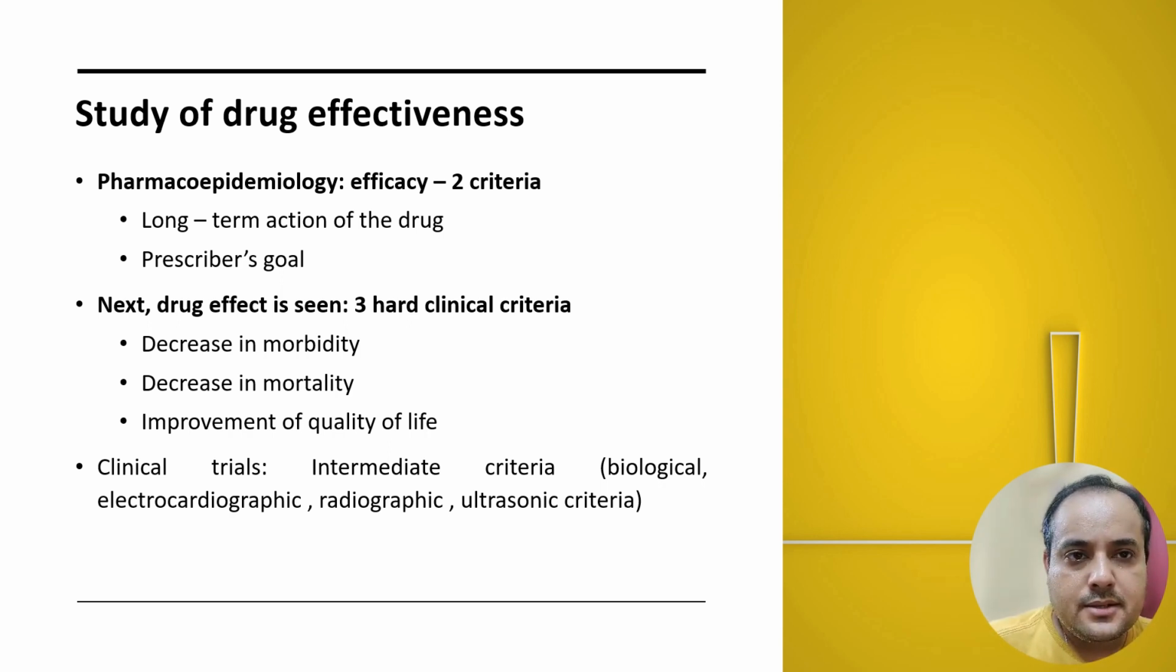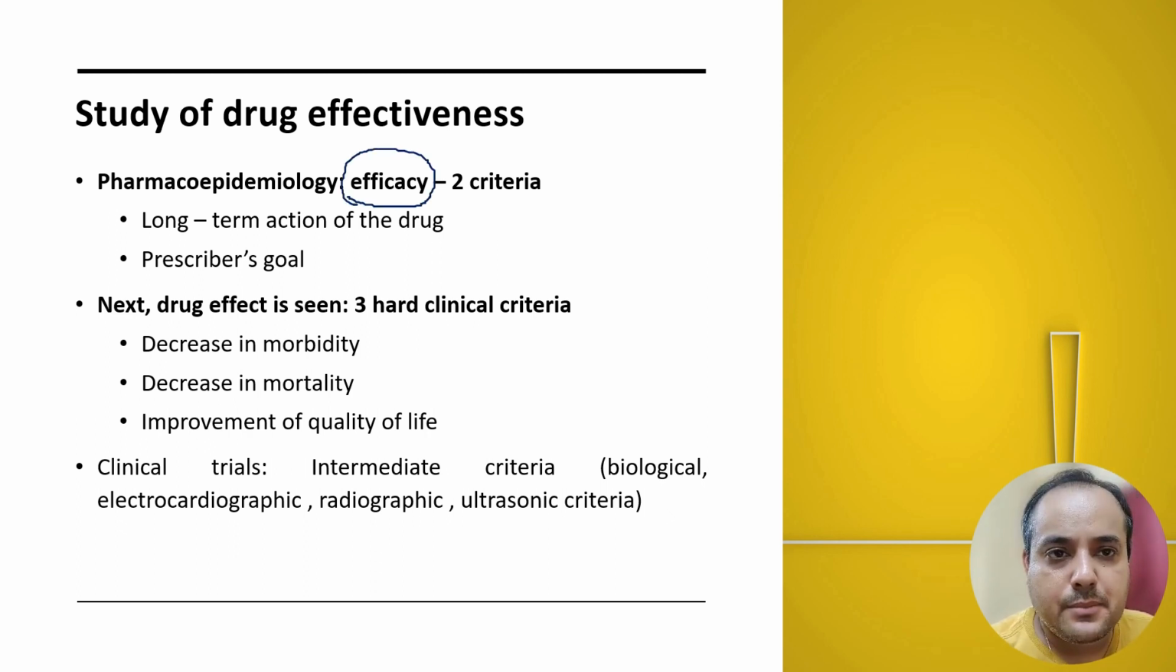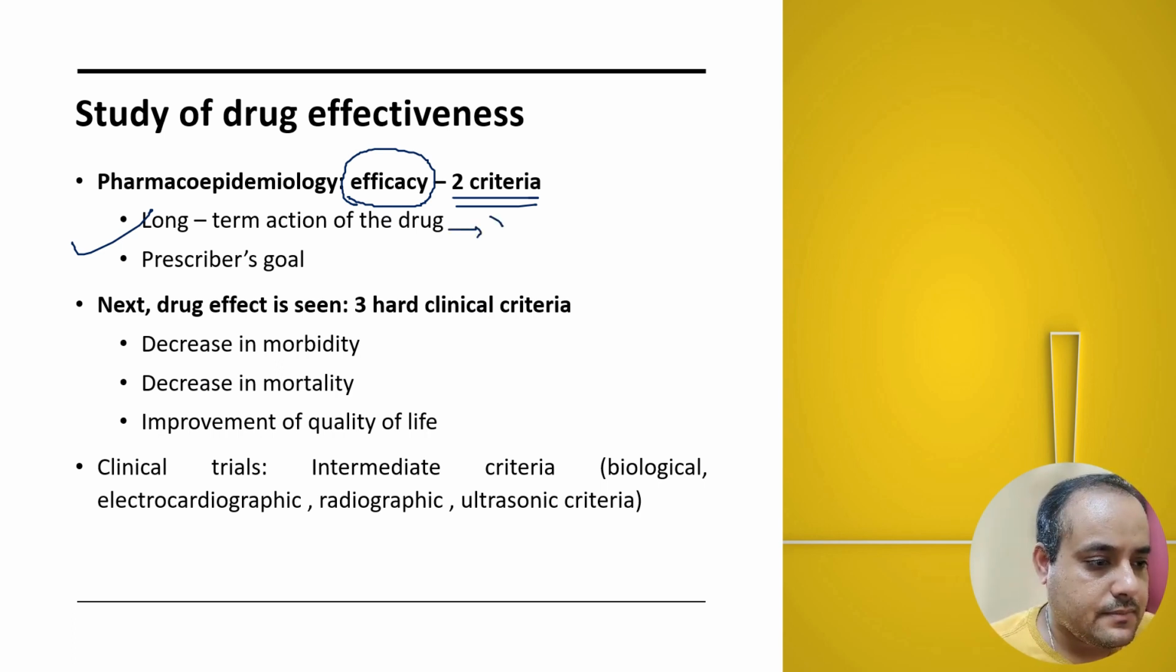Now, to study the drug effectiveness, we can also employ the pharmacoepidemiological study. Now, for the purpose of knowing the efficacy of a drug with the help of pharmacoepidemiological studies, there are two criteria. The first criteria tells us what is the long-term action of the drug, and I'm not talking here in terms of months. We are talking in terms of years. The longer data we have, the better. And the second is, what is the prescriber's goal? What goal does the prescriber actually want to achieve by giving the drug?